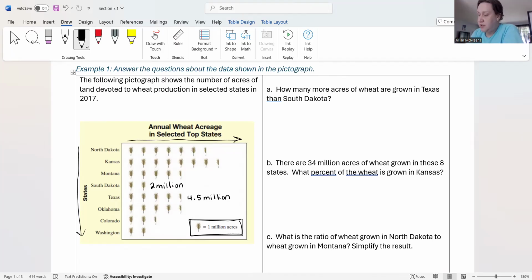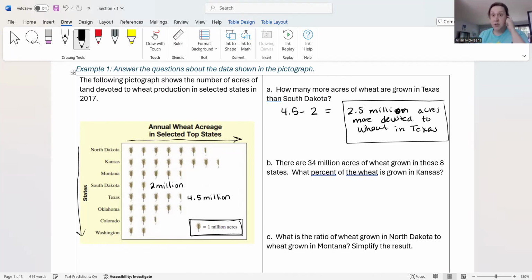So, how many more acres did Texas grow than South Dakota? Well, we would take 4.5, subtract 2, and we would say 2.5 million, I cannot spell today, million acres more devoted to wheat in Texas. So always write your answer, at the very least put a unit. So 2.5 doesn't mean a lick of anything to us. It's 2.5 million acres. And then it's really nice if you can just give a quick description. So 2.5 million acres more devoted to wheat in Texas.